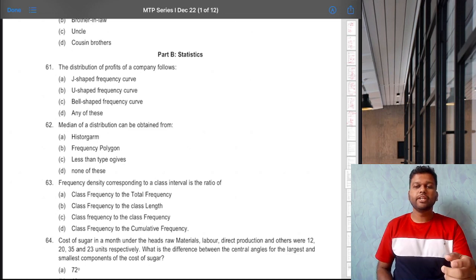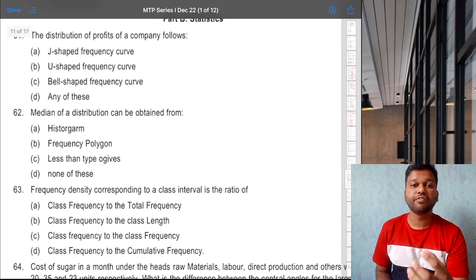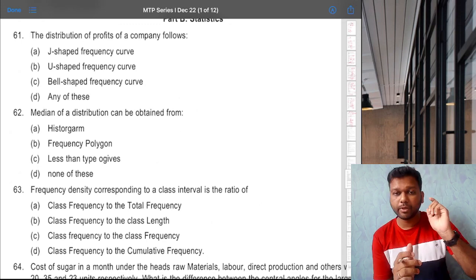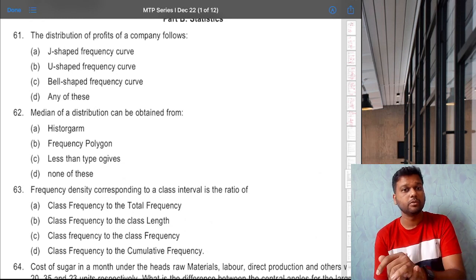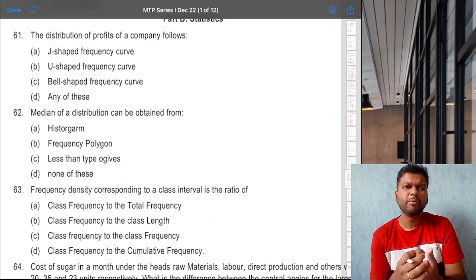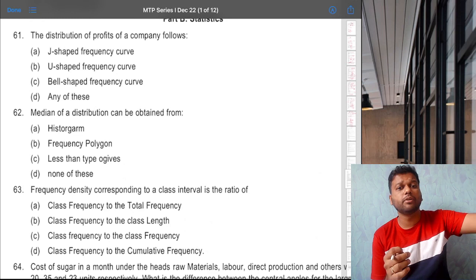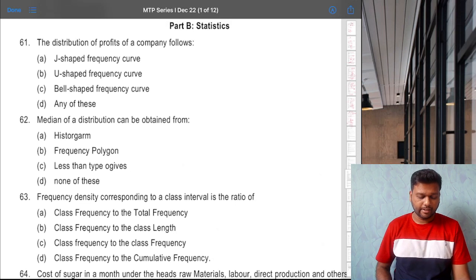First, some theory questions we will be able to solve fast, because for statistics you must be good with theory, because nearly half of the questions come from theory generally. Okay, so if you are good with theory, you will be able to solve them fast also, and you will get more time for maths also, right?